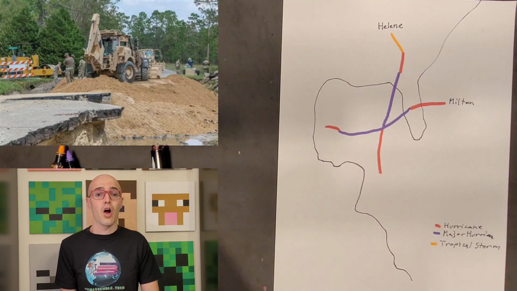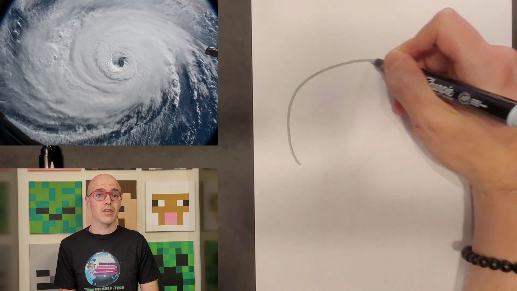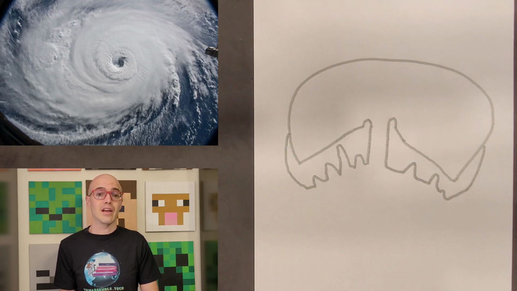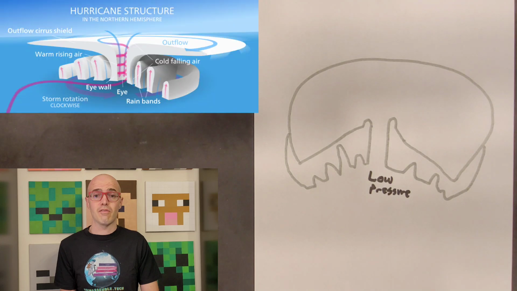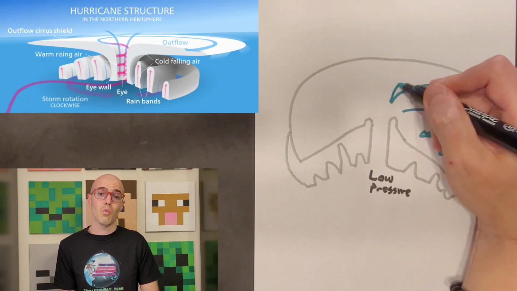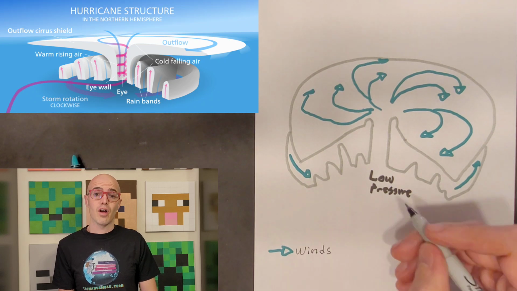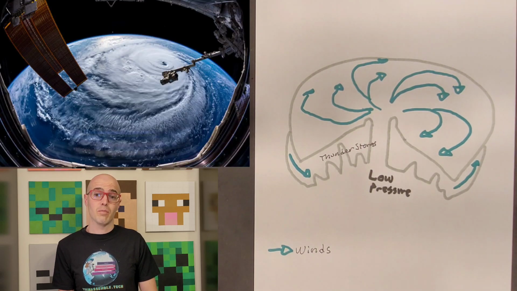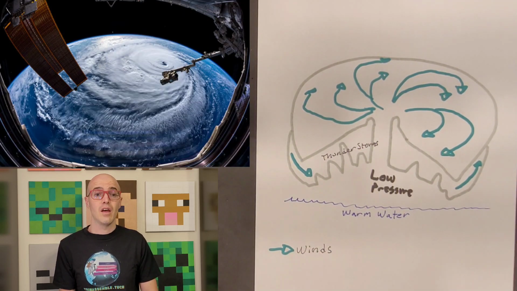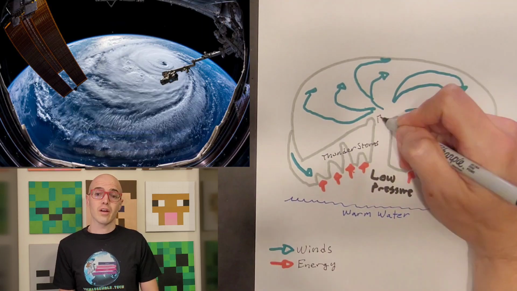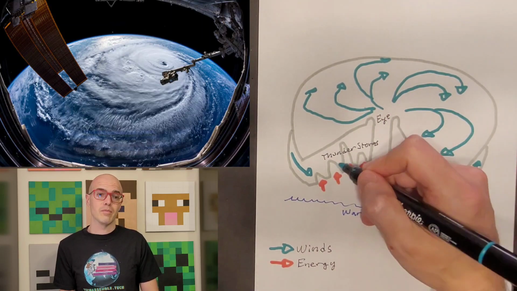A hurricane, also known as a tropical cyclone or typhoon in other parts of the world, is a powerful and complex weather system that develops over warm ocean waters. Understanding how a hurricane forms involves a series of meteorological processes driven by heat, moisture, and atmospheric conditions. Here's a quick look at how hurricanes are formed.